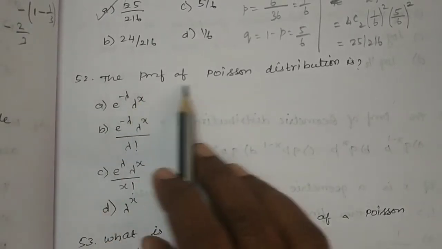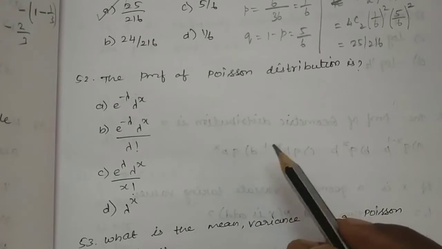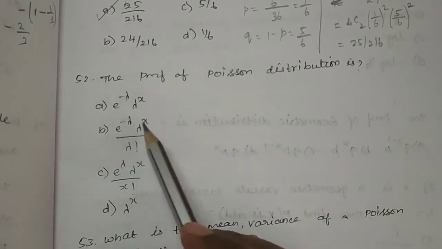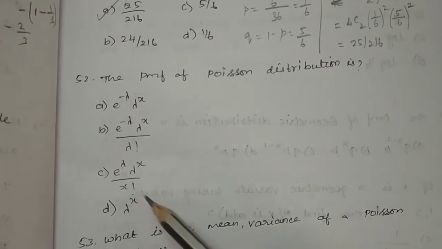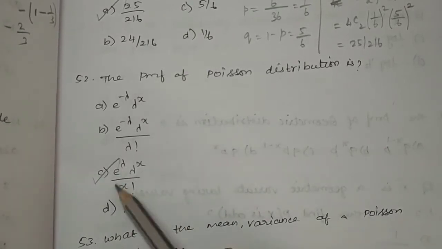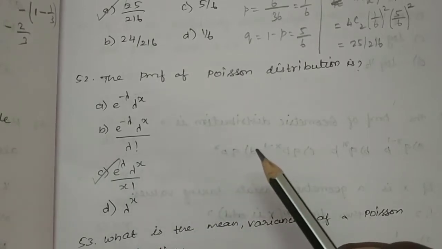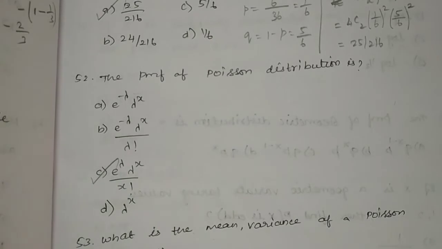Then next one, the PMF of Poisson distribution is e power minus lambda, lambda power x by x factorial. So the answer is option C here.